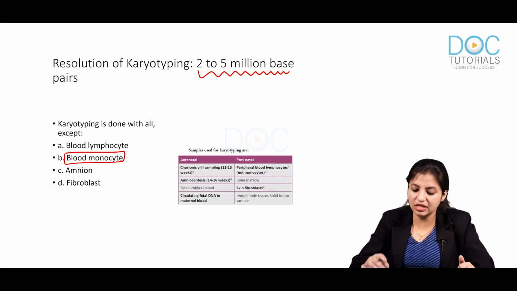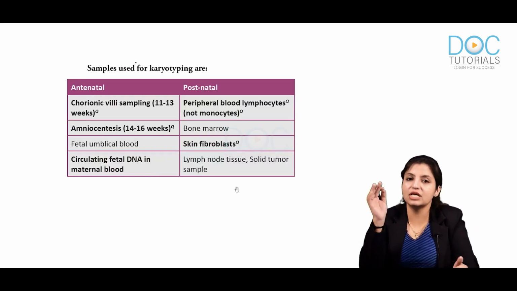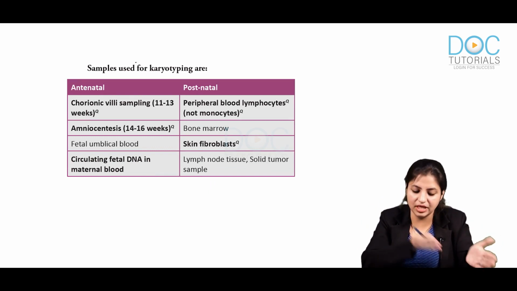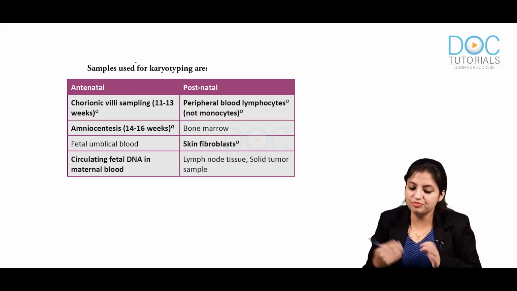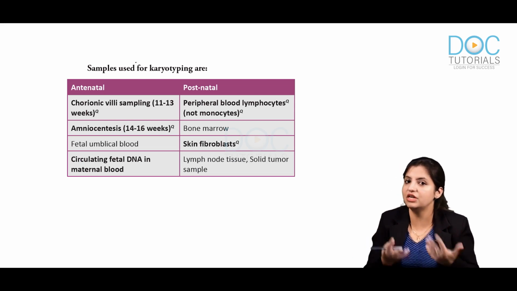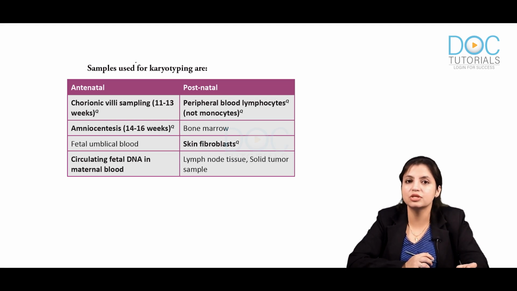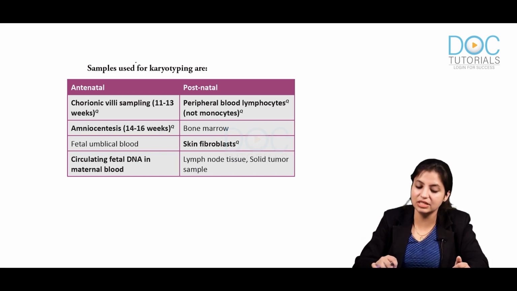If somebody asks what samples you can use for karyotyping, remember, you can use any dividing cells. Antenatally, you can do chorionic villus sampling, amniocentesis, fetal blood cells, even circulating fetal DNA. Postnatally, you can take lymphocytes, bone marrow, fibroblasts, any solid tissue which can divide, but not monocytes. That's another question they ask in karyotyping. Everybody clear with this? Yes.